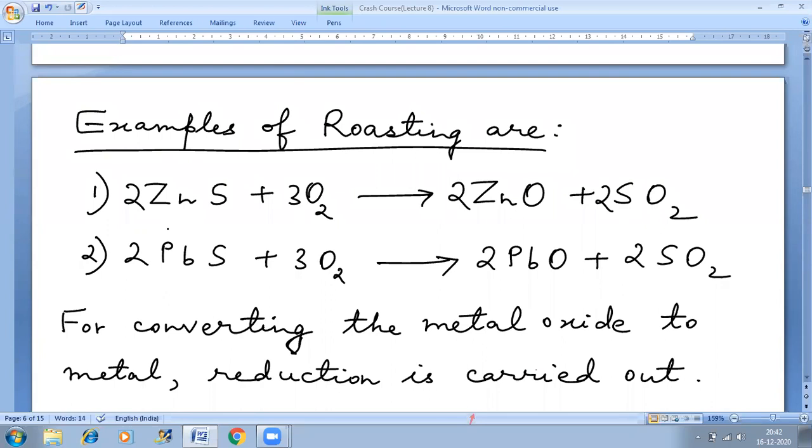Similarly, in the second reaction I see that PbS, that is lead sulfide, has reacted with oxygen. If PbS reacts with oxygen, we get PbO plus SO2. PbO is lead oxide, and lead oxide will be obtained as a product.